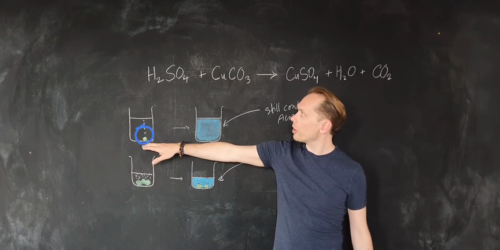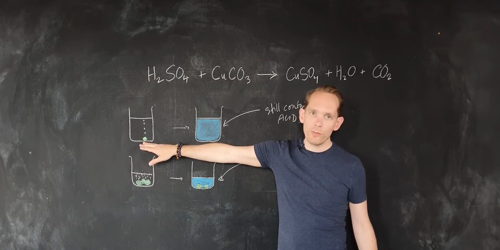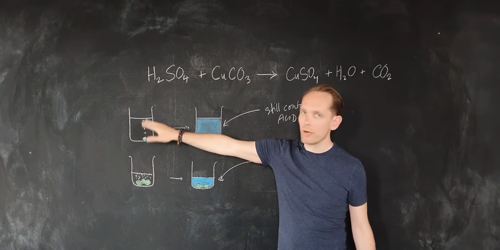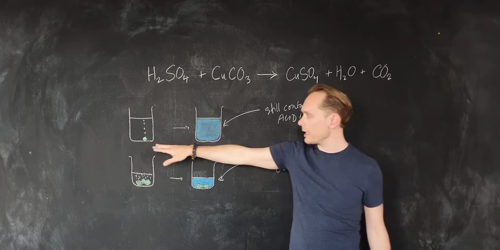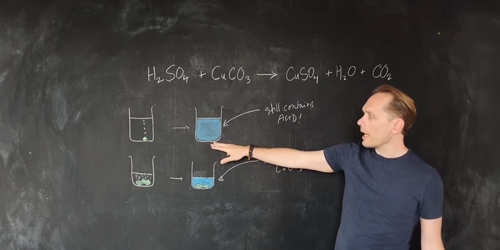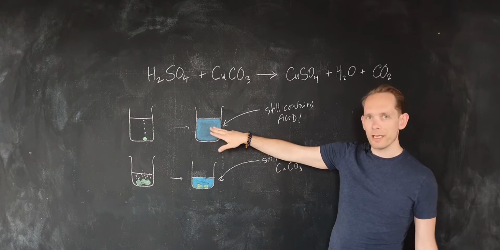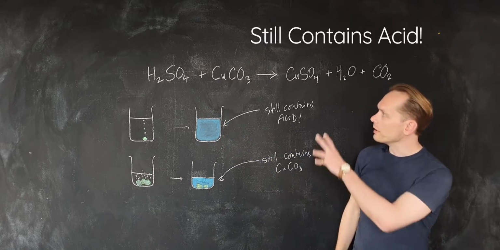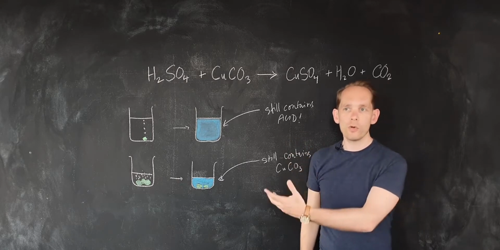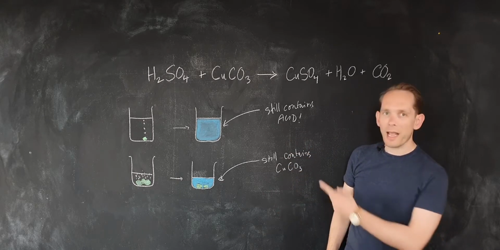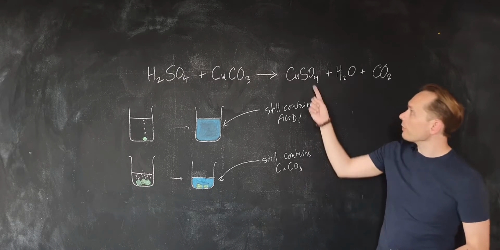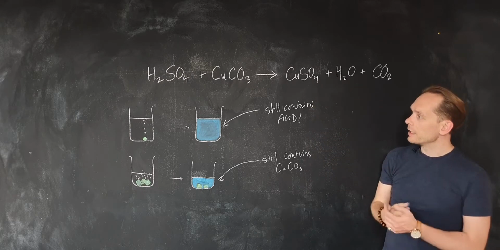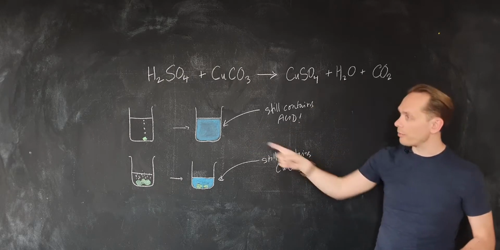Here there's not much copper carbonate, so it will react a bit. You can see it's producing carbon dioxide bubbles, but in the end it's going to run out. And while we've got some copper sulfate here, you're still going to have some acid left in that beaker. So the limiting reactant here is all used up, and it has limited essentially the amount of each of these products we're going to get. If we added more in, we could get more of these out because there's still acid left.